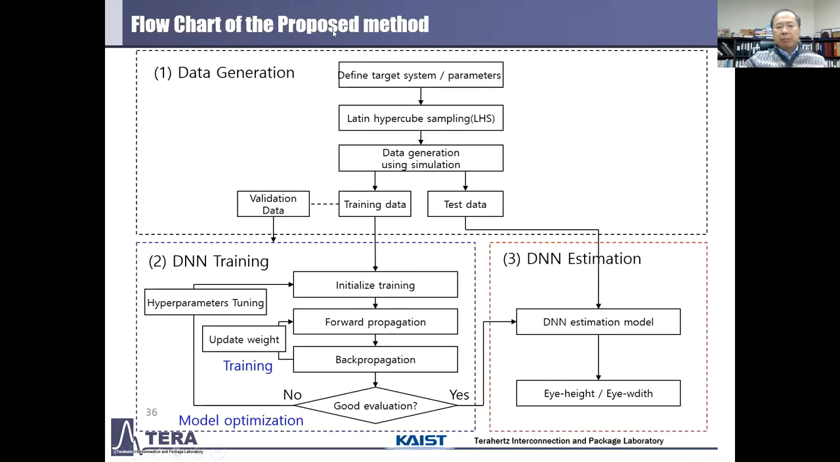This is a flow chart of the proposed method. It is composed of a data generation process, the DNN training process, and the DNN estimation process. We start with the target system. We obtain data using the Latin hypercube sampling method, and then we apply it to the training process. As I mentioned before, it has forward propagation and backward propagation. During the training process, we have initialization, forward propagation, and backward propagation. If the cost function reaches a certain minimum value, we terminate, and then we go to the estimation process. Finally, we check the eye height and eye width.